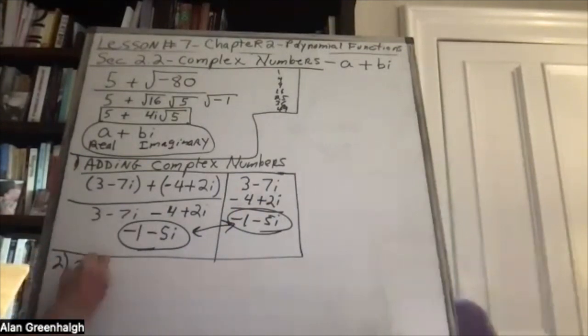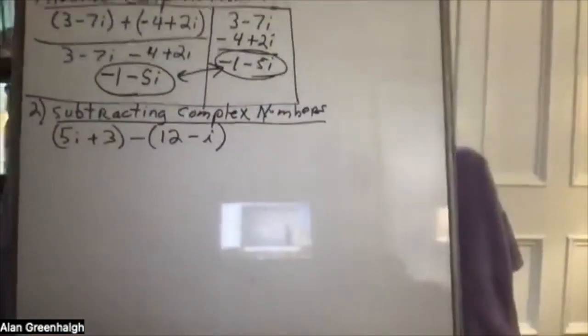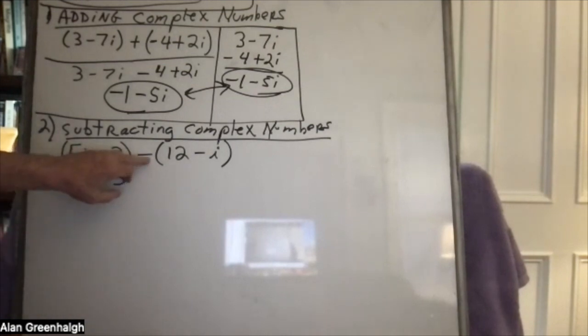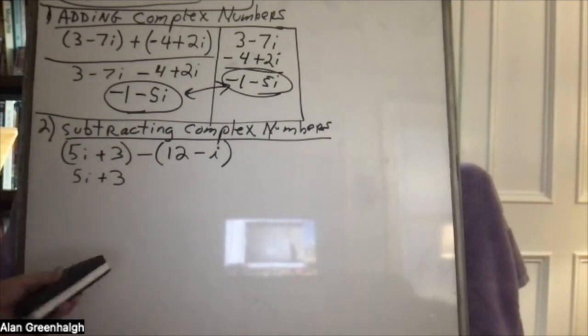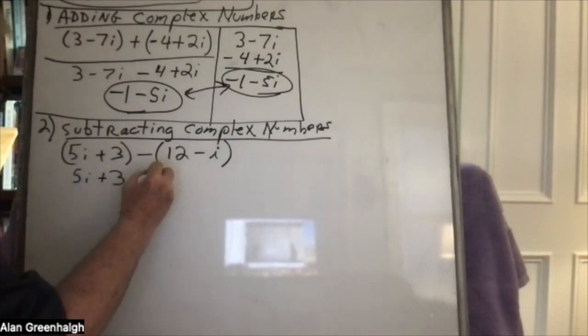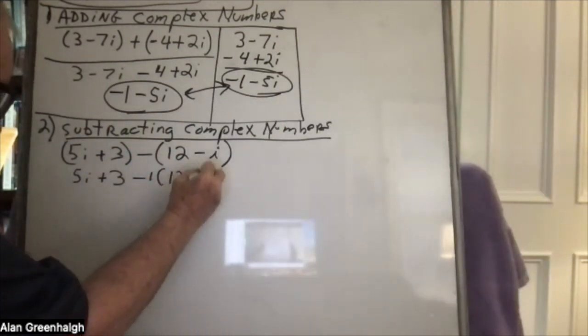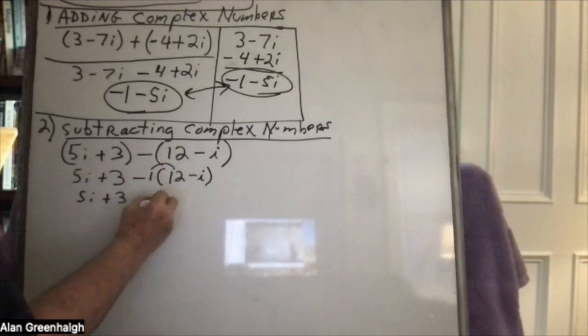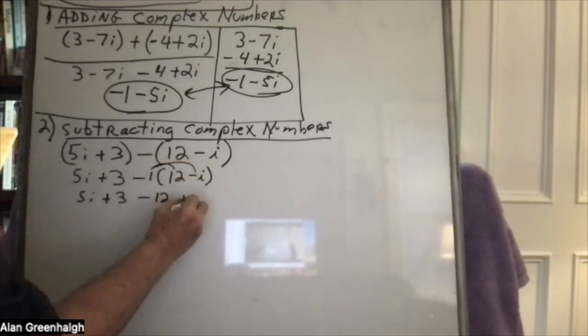Let's talk about subtracting complex numbers. And I'll leave this problem to you to try on your own. What I would do in this problem is I would leave it the way it is. All over there, leave that the way it is. But now, just do the distributive property here. Do -1 times 12 minus I. And this would give us 5I plus 3. Now, -12 and positive I.